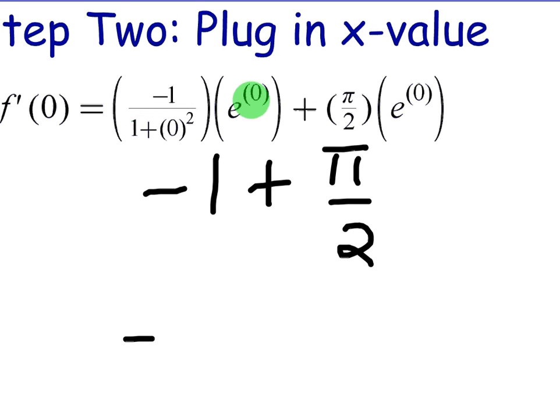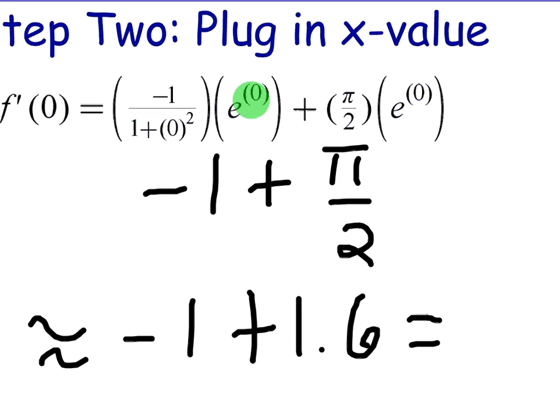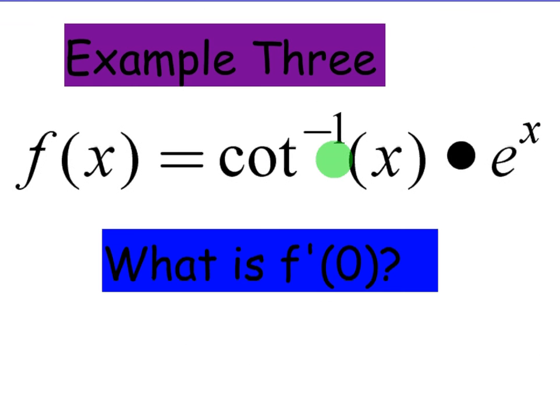I'm just going to approximate this. We know that pi is 3.14, right? So 3.14 over 2 would be about 1.6, just approximating. And negative 1 plus 1.6 is 0.6. So what does that mean? If we look at the tangent line of this graph at 0, it should be about 0.6.